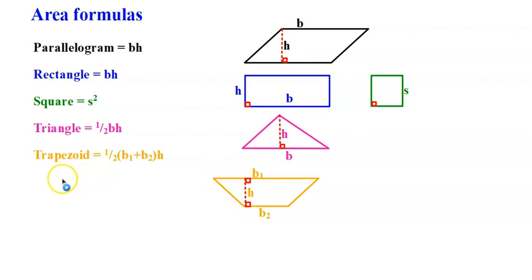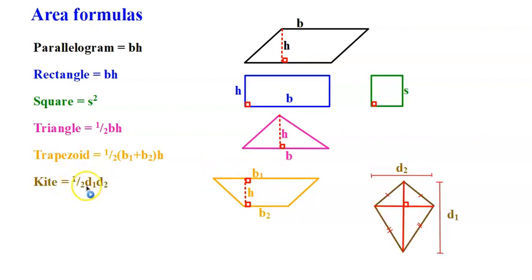Then we have some that are probably new to you, the kite. This is not base times height. This is 1/2 d1 times d2, where d1 and d2 are the diagonals of the kite. And this is actually based on the area of a triangle, which is based on the area of a parallelogram. See, it's all based on the parallelogram. This is the area of this triangle plus the area of this triangle, this half of the kite times this half of the kite.